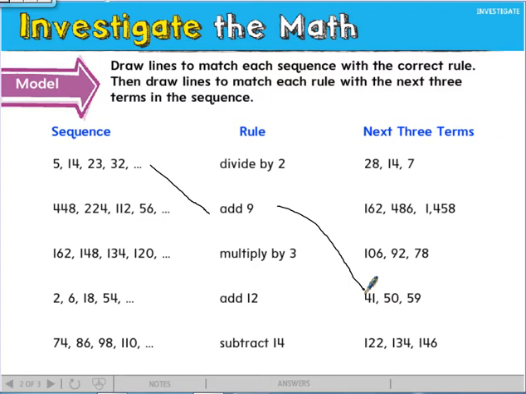Sam, thank you so much for raising your hand quietly. Divide by 2. We're going to divide by 2 because half of 448 is 224, half of that is 112, and half of that is 56. So we're going to divide by 2, so we're going to draw a line to our rule. Now, once we divide by 2, we can figure out what our next three numbers are, right? So what's half of 56? 28. What's half of that? 14. And half of that is? 7.